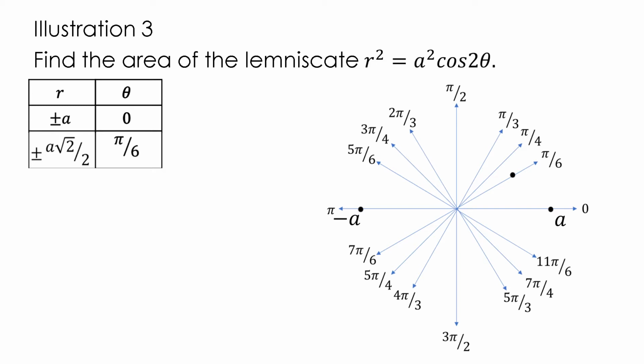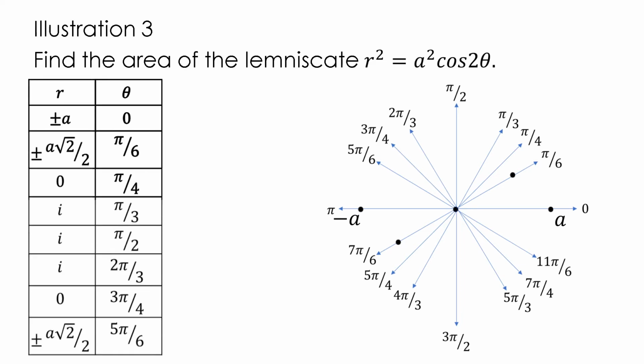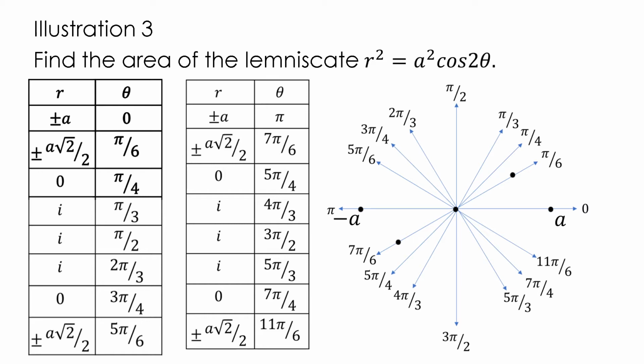This is the positive a square root of 2 over 2, and opposite it is negative a square root of 2 over 2. If we assume theta to be equal to pi over 4, the corresponding value of r is 0. 0 could be plotted at the origin. It follows that if we assume values of theta, we can solve the corresponding values of r in polar coordinates. From here, we can now plot and sketch our lemniscate.